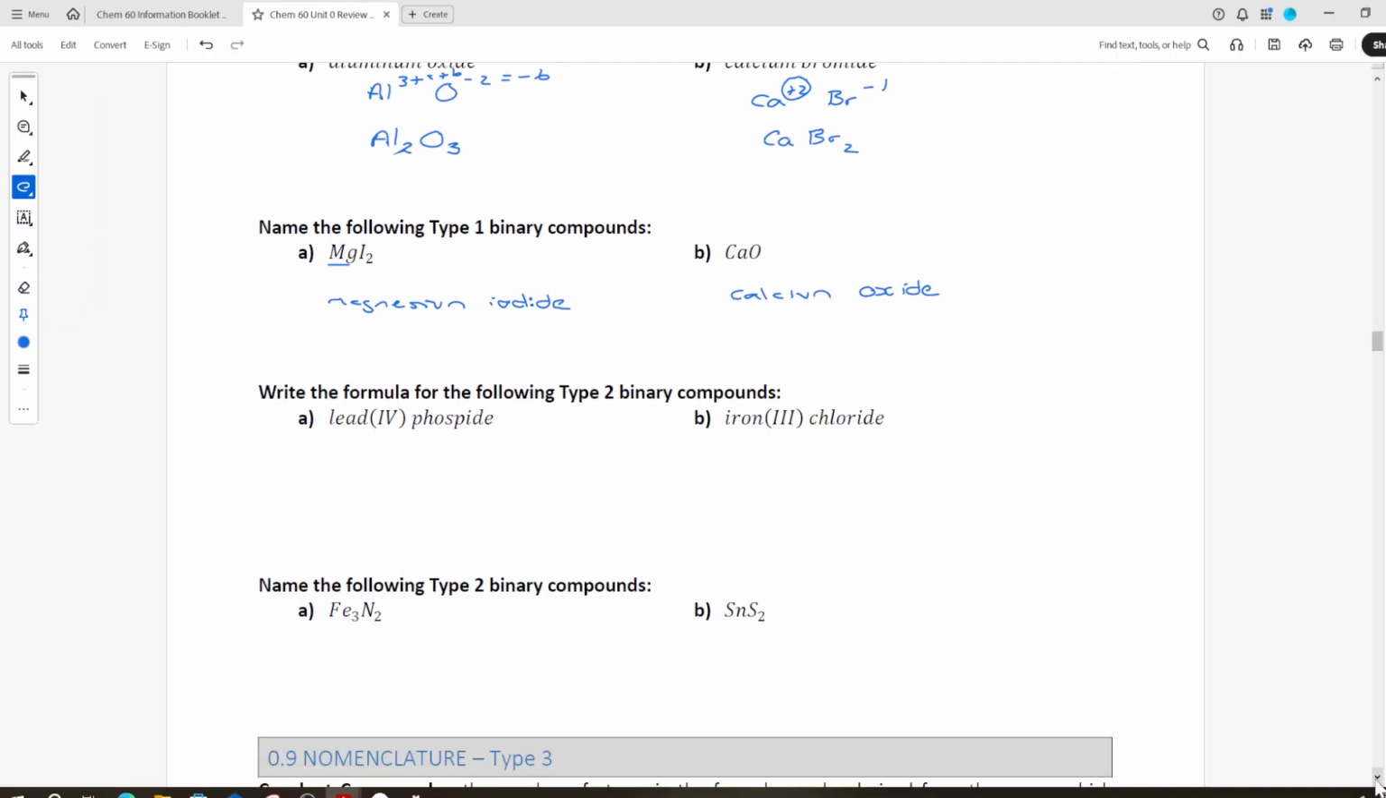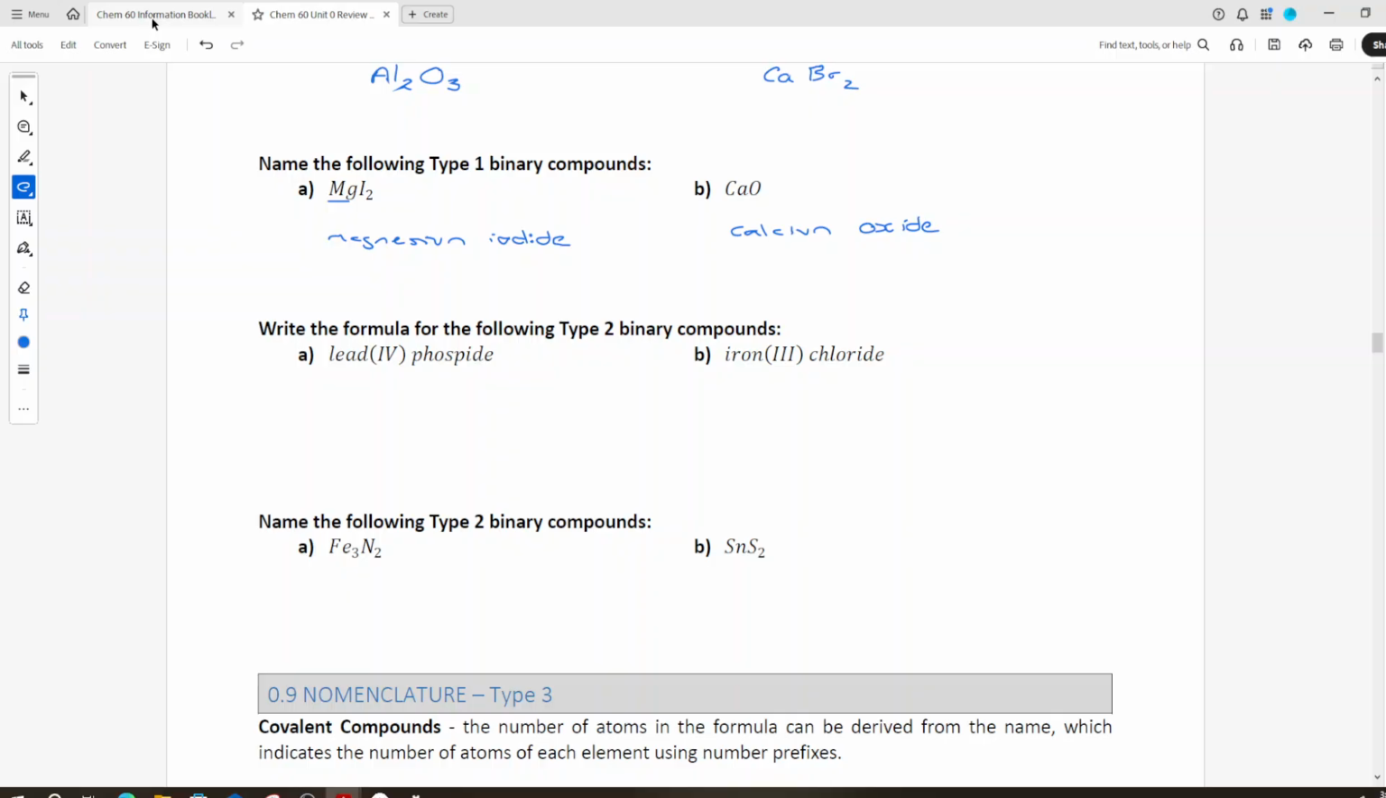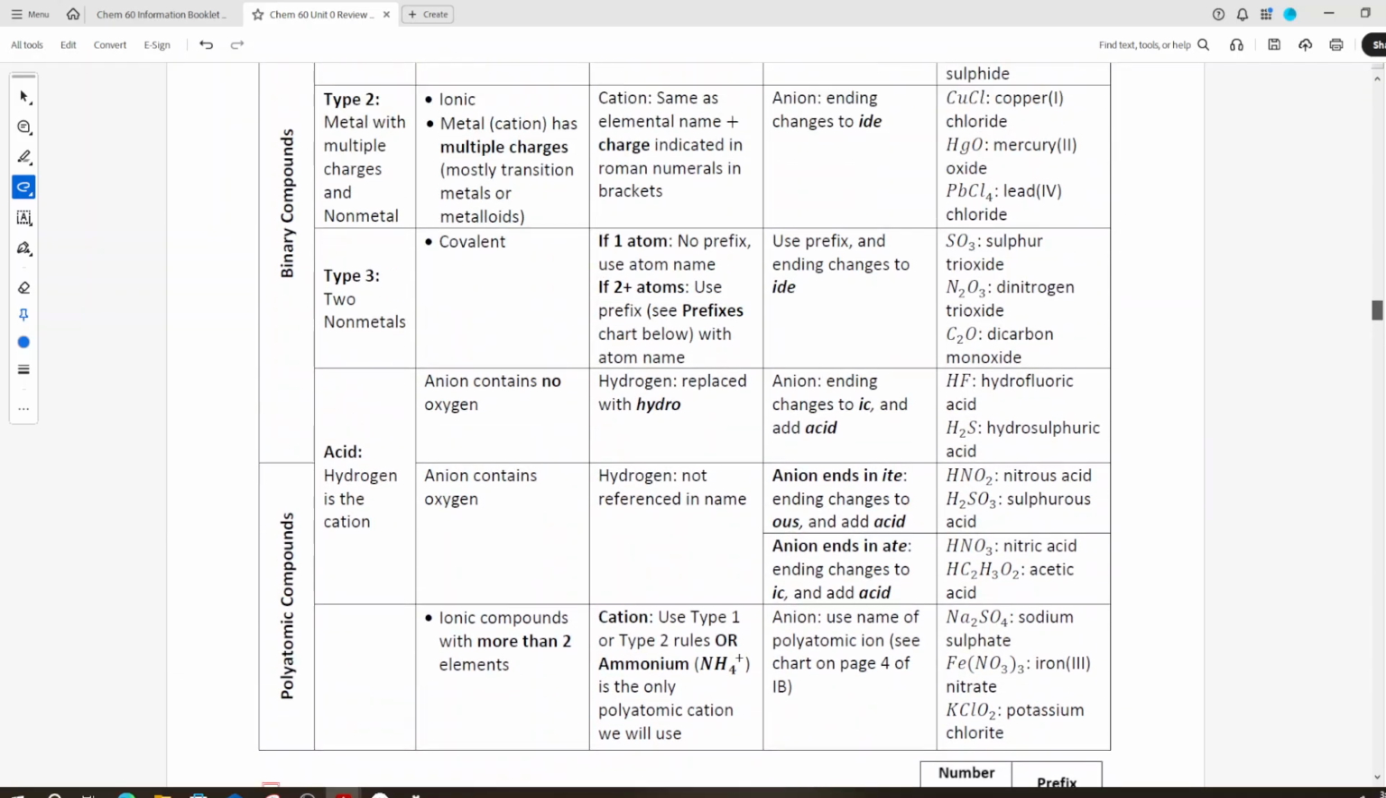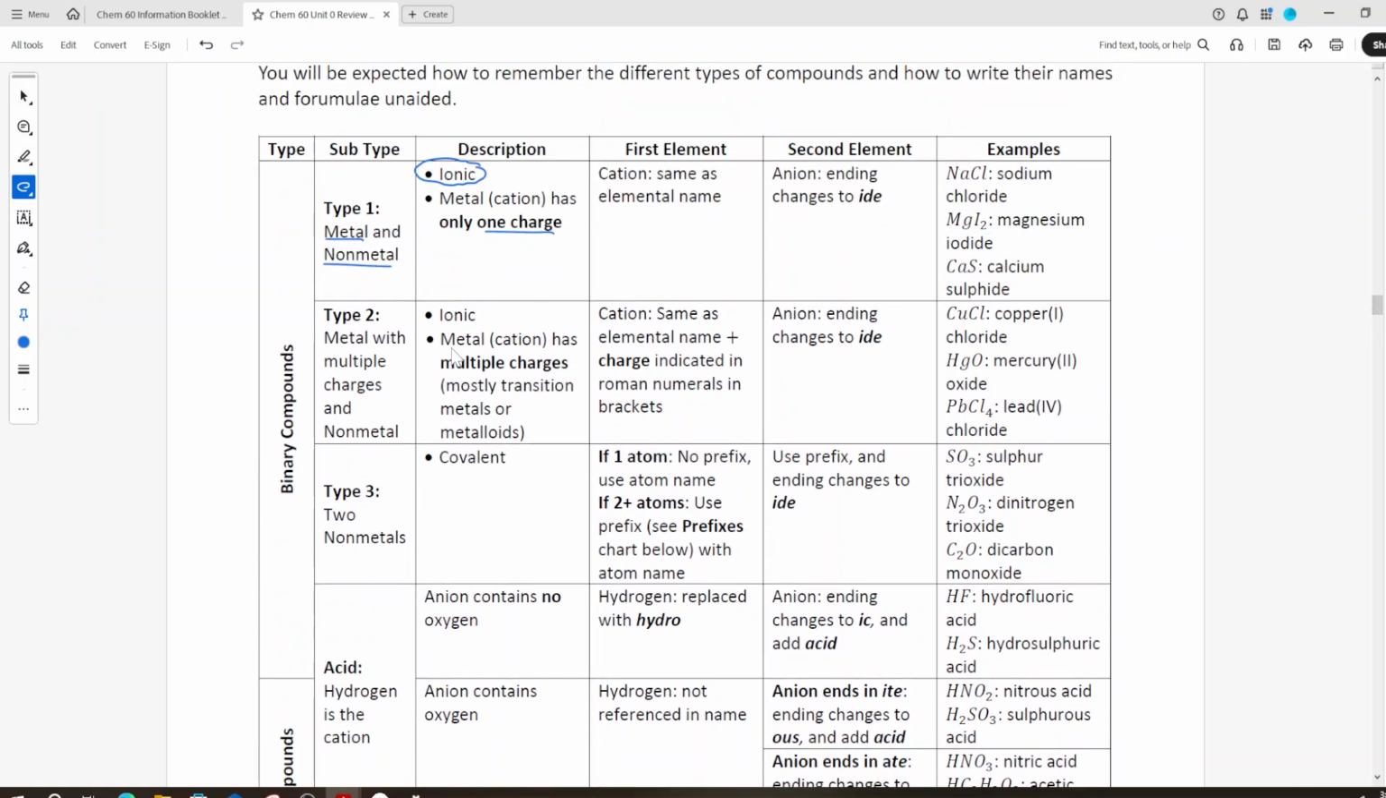So in type 2 compounds, the key thing is that we're going to look at those ones that do not have just one cation charge. So we're going to be looking at a metal and non-metal again, but the metal can have multiple charges. So this is going to be mostly transition metals or metalloids. But to name them, you keep the same elemental name for the cation, but then you include the charge as a Roman numeral in brackets. And then the anion, you just change the ending to "ide."